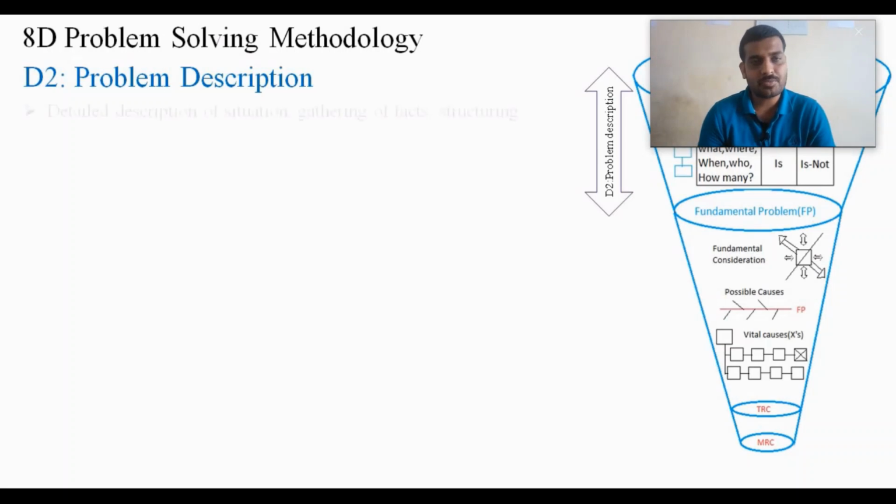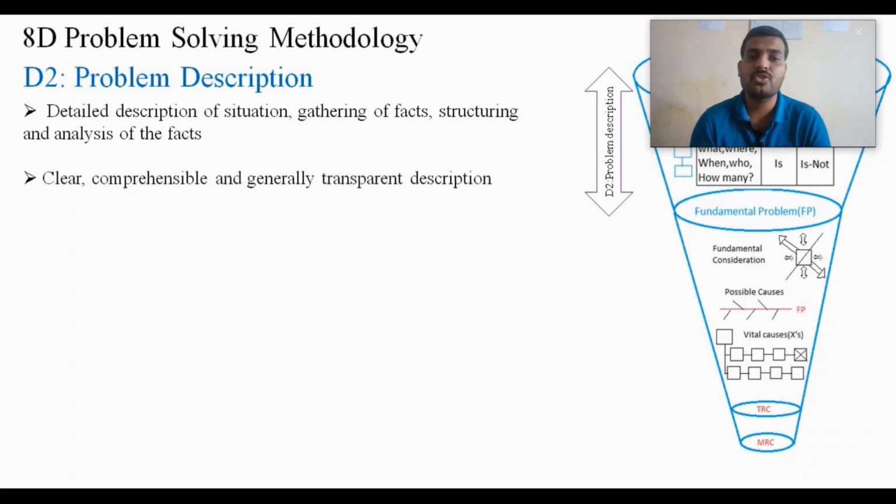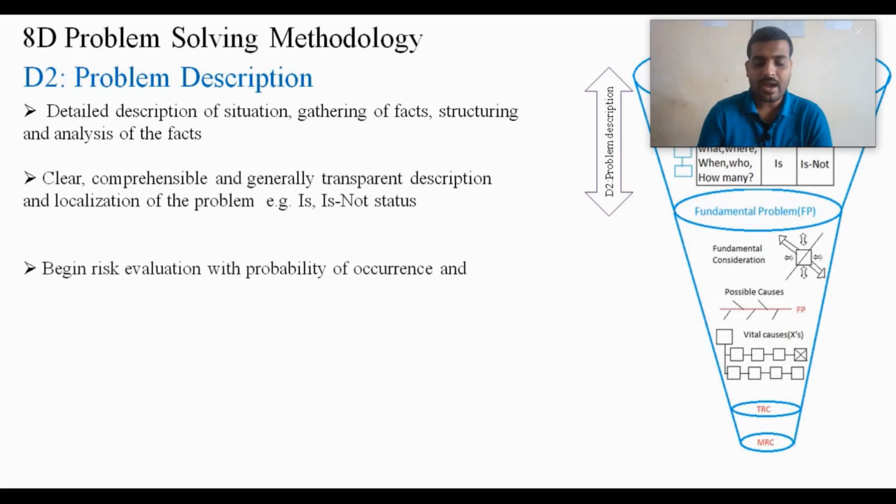Okay, then the description must be unambiguous, understandable and generally comprehensible. If it is necessary, then documented evidence should be provided, for example, photographs, flowchart or numeric data analysis. Next, a risk evaluation also begins with the problem description, as this estimates the occurrence probability and damage magnitude. The effect on the end user has to be estimated in order to initiate the adequate containment actions in D3.